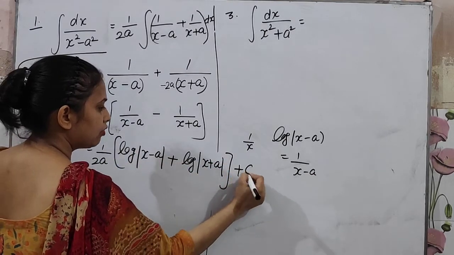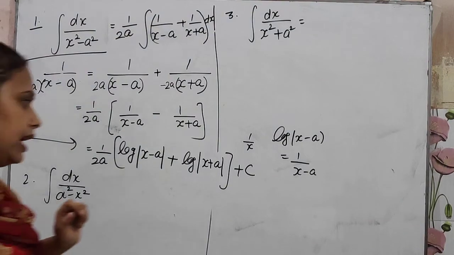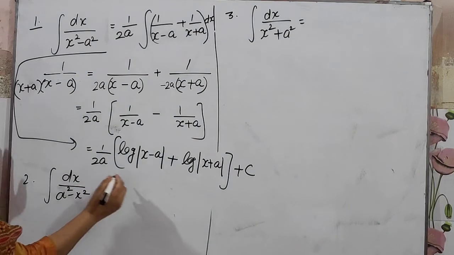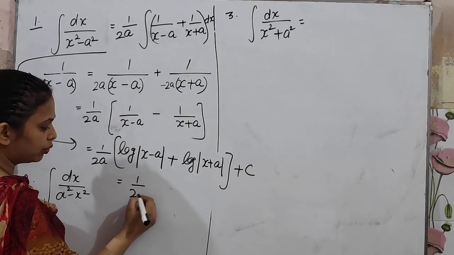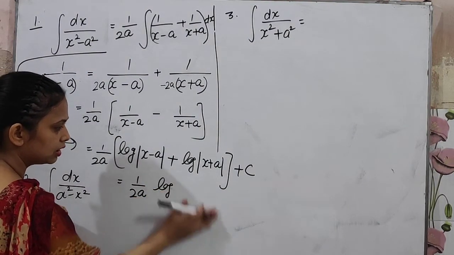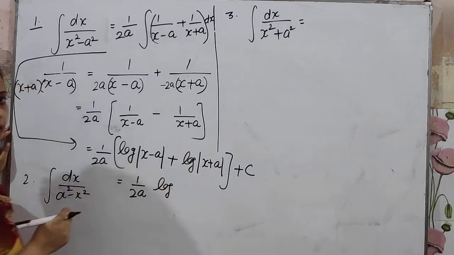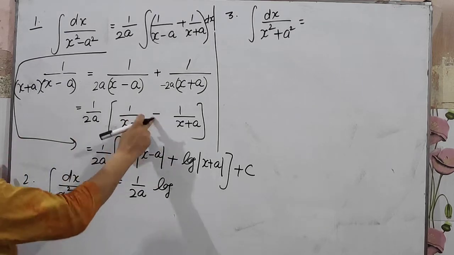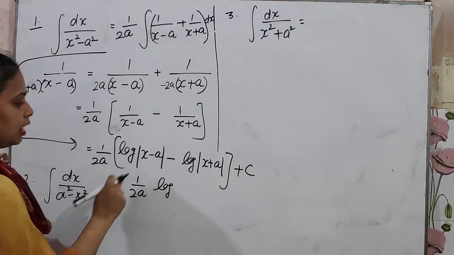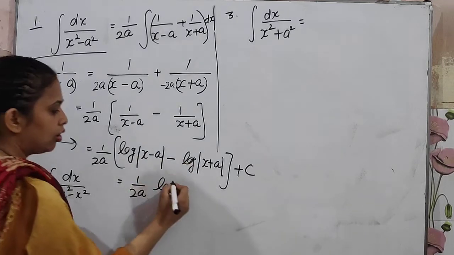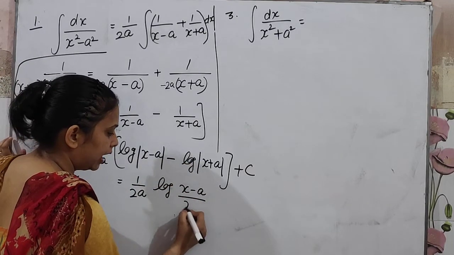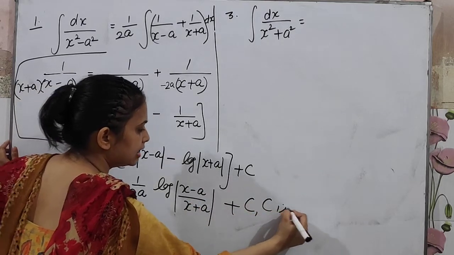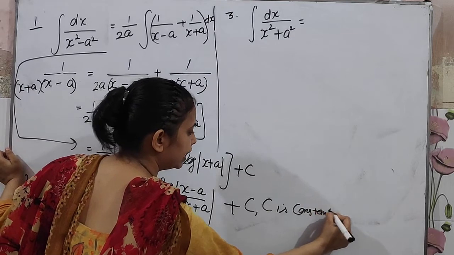So the answer is log of x minus a minus log of x plus a plus c, where c is constant of integration, right? It becomes 1 by 2a, log of x minus a minus log of x plus a. Here it is minus sign. Log m minus log n is log m upon n, so log of (x minus a) upon (x plus a) plus c, where c is constant of integration.